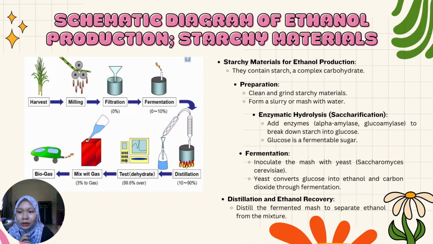The mash containing the fermentable sugar is inoculated with yeast, typically a strain of Saccharomyces, to initiate fermentation. Yeast cells metabolize the glucose through glycolysis, converting it into pyruvate and generating ATP and NADH in the process. Pyruvate is then decarboxylated to acetaldehyde, which is subsequently reduced to ethanol by alcohol dehydrogenase, producing NAD plus as a cofactor.